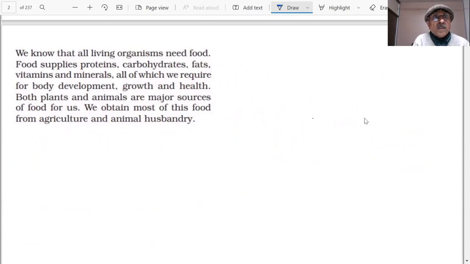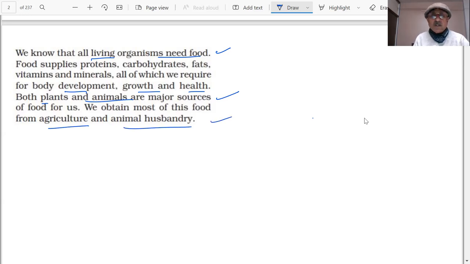We know all living organisms need food. Food supplies are proteins, carbohydrates, fats, vitamins, and minerals, all of which we require for body development, growth, and health. Both plants and animals are major sources; we obtain most of the food from agriculture and animal husbandry. That's what we are saying.